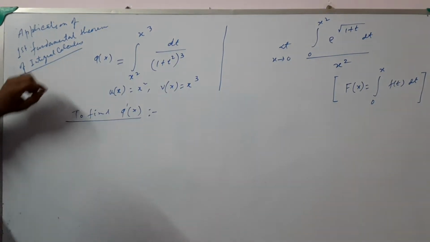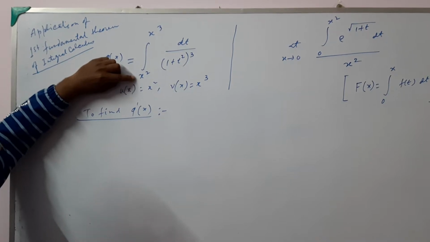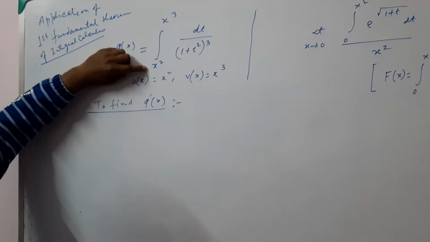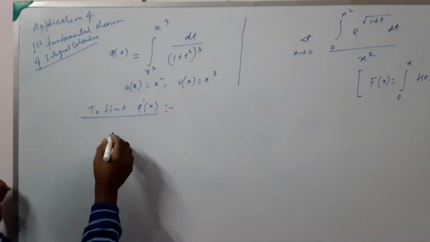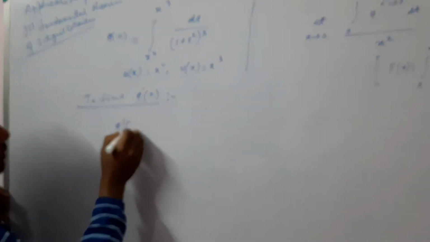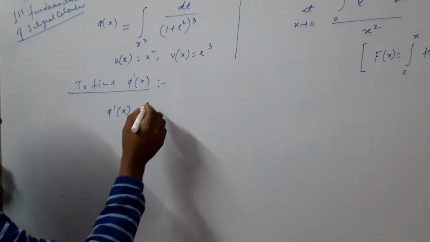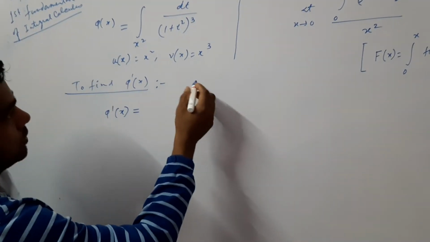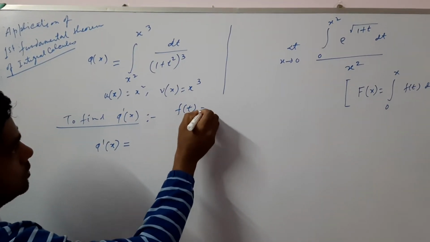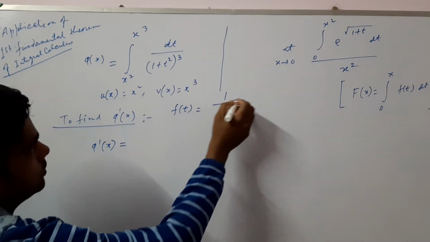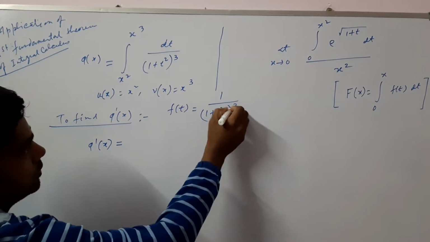For that, we suppose that the lower limit, which is a function of x, x square, is given. We suppose that u of x is x square and the upper limit x cube as v of x. Now phi dash x is, if we also consider the integrand to be a function of t, it will be 1 upon (1 plus t square) whole cube.